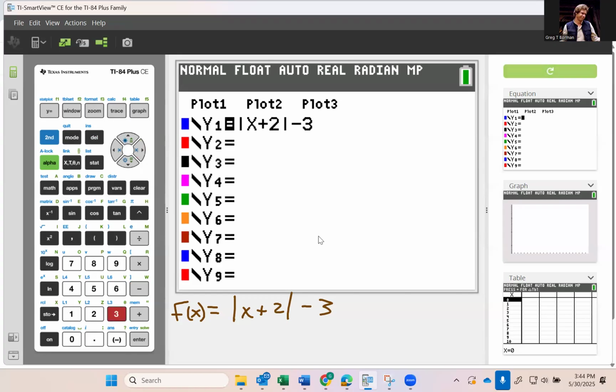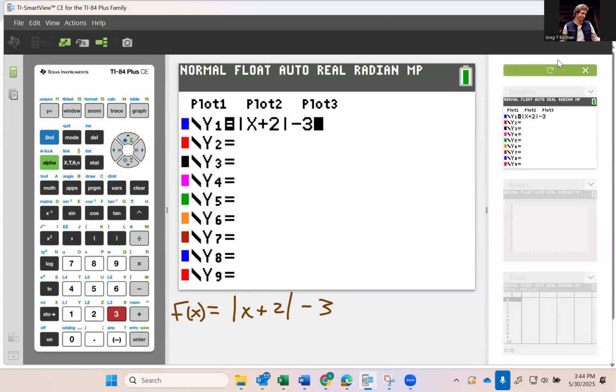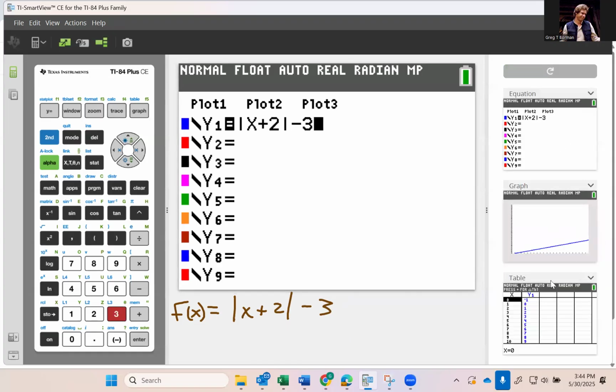And then minus 3. Now it looks just like the function I originally wrote down, and therefore I've written it correctly. Over here, it gives us some information. It says there's the function screen, there's the graph screen, there's the input output table screen.